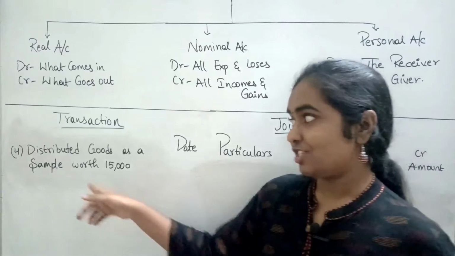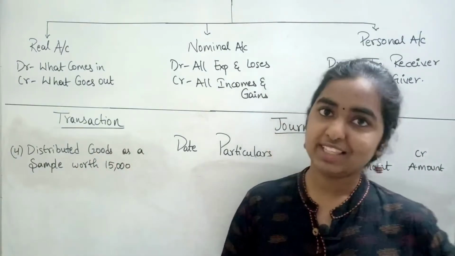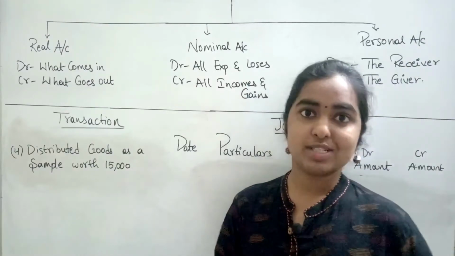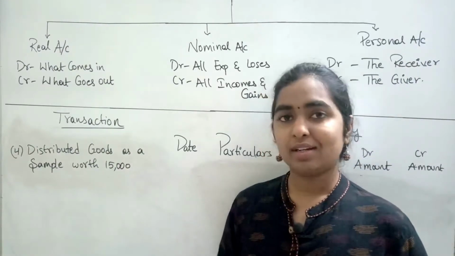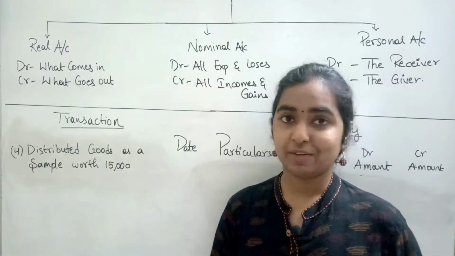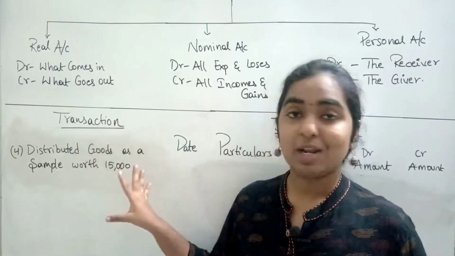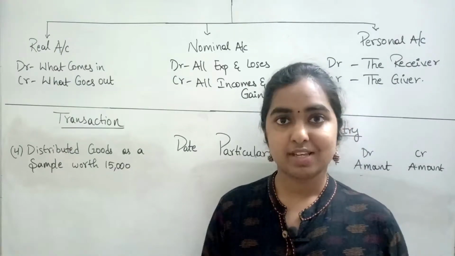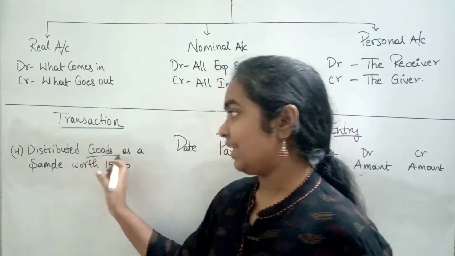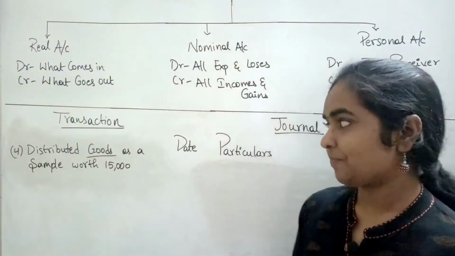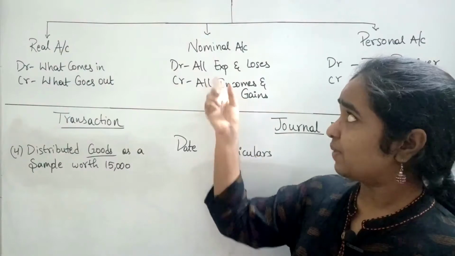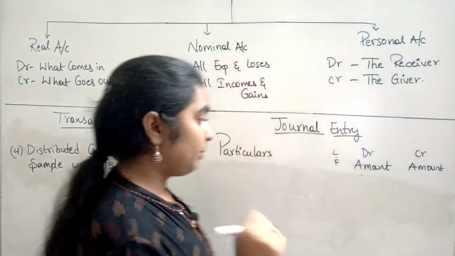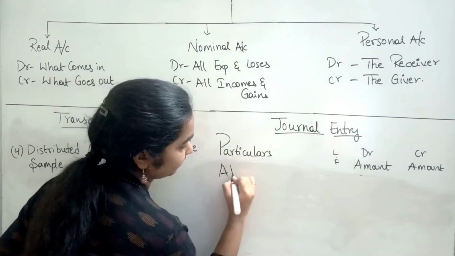So the next transaction is distributed goods as a sample worth 15,000 rupees. So here we are simply distributing goods as a sample. So when do we do that? We generally do it as a part of advertising, right? So this transaction is all about advertising expenses. Okay, and in this transaction the two aspects involved will be goods and advertising expenses. Since expense will be coming under the nominal account, we have to debit all the expenses, right? So we need to debit the advertising expense account.